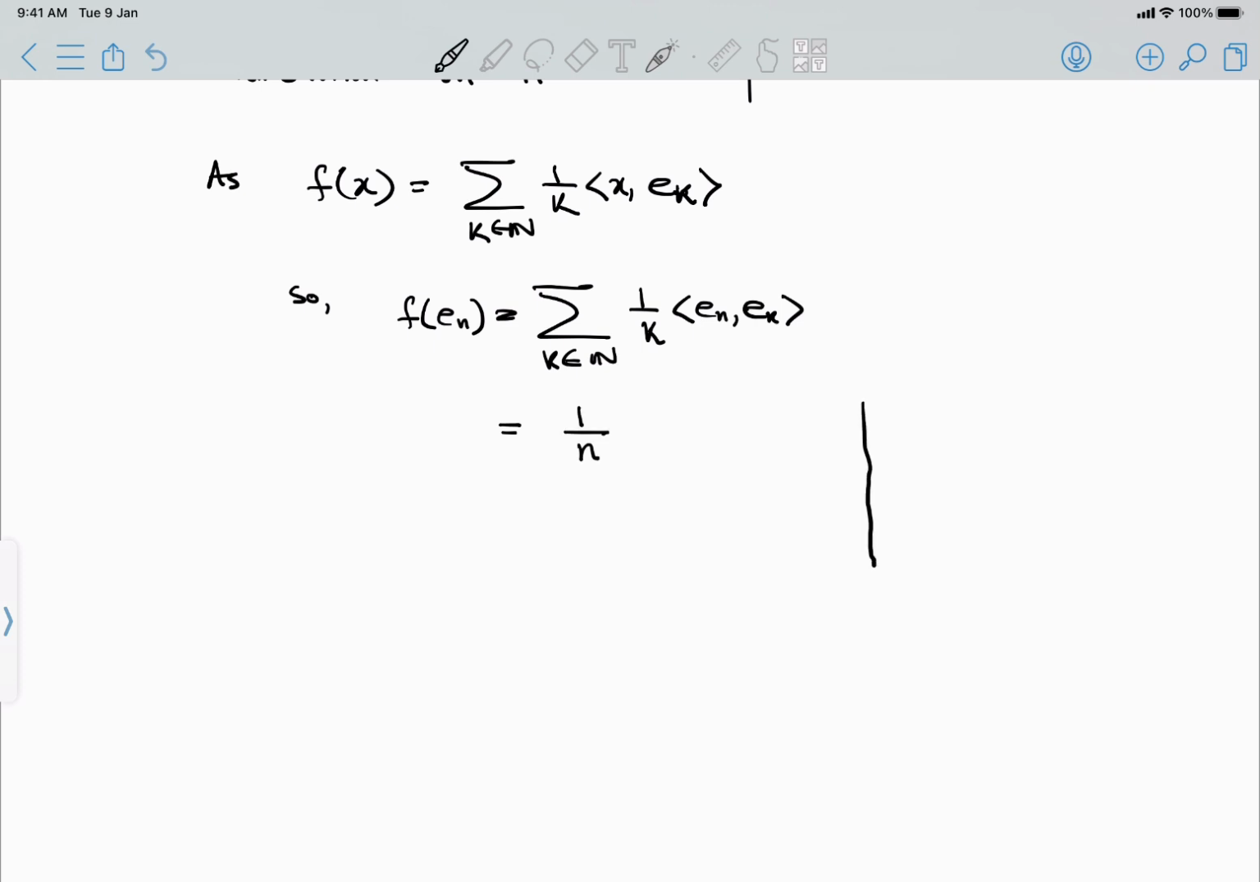Why? As the inner product of En and Ek is 0 if n is not equal to k, and 1 if n equals k. Therefore this series will only remain when k equals n, and for this it will be 1 by n. So therefore we have got such an f, where f of En is given by 1 by n.